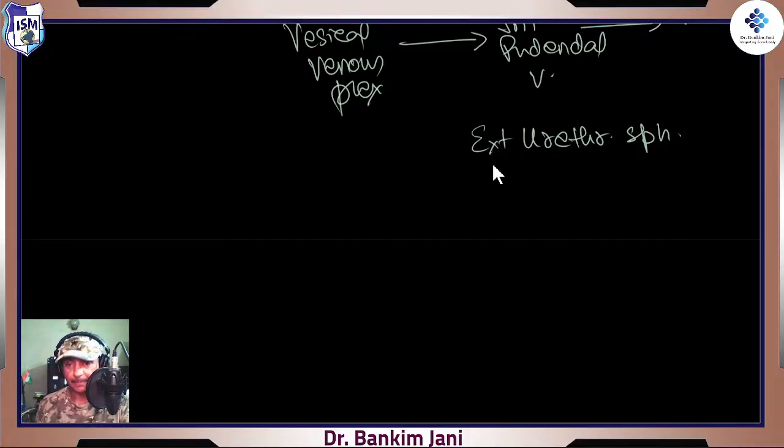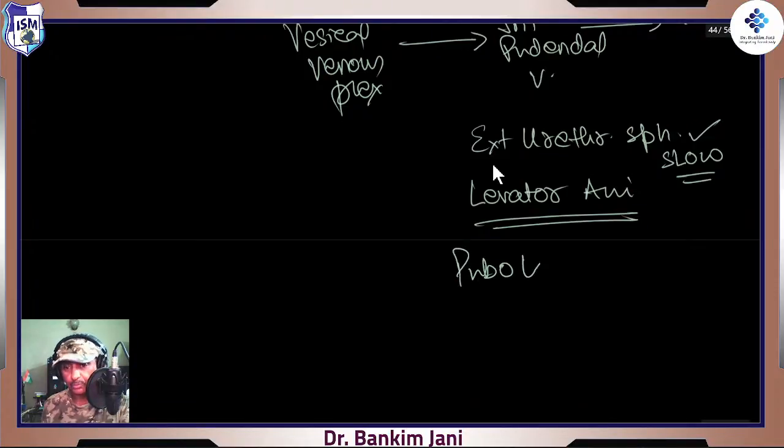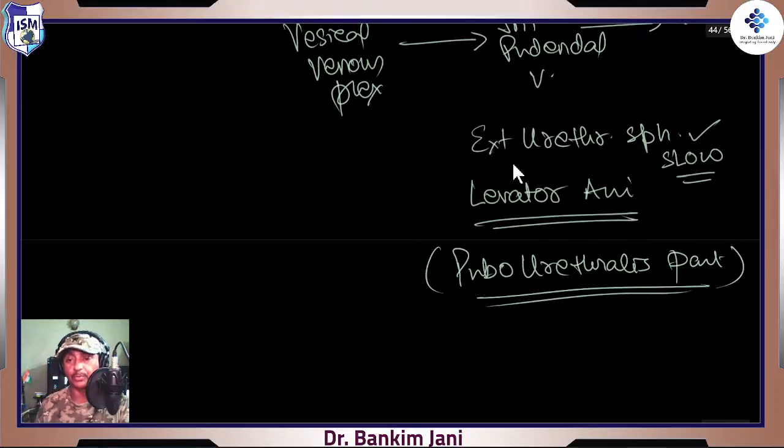that is again with the slow twitch fibers, we talked about it, and the levator ani. This is the reason that levator ani has such an important role, right? Because it is what forms that pubo-urethralis part. It is playing a major role in the sphincter action to prevent urinary incontinence.